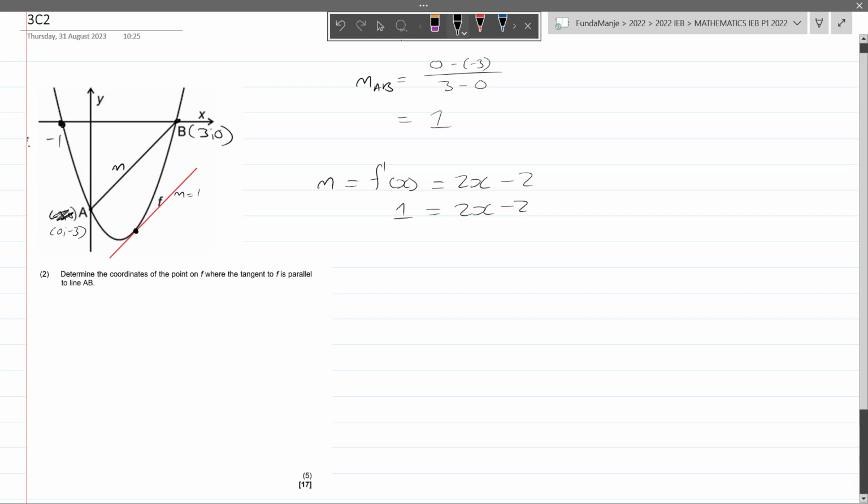So taking 2 to the other side, we get 3 is equal to 2x. Divide both sides by 2. We get that this occurs when x is 3 over 2. So we now know that this is about 1.5.